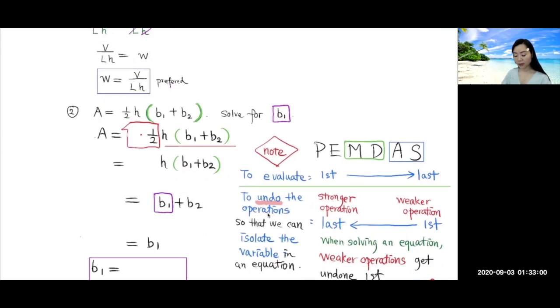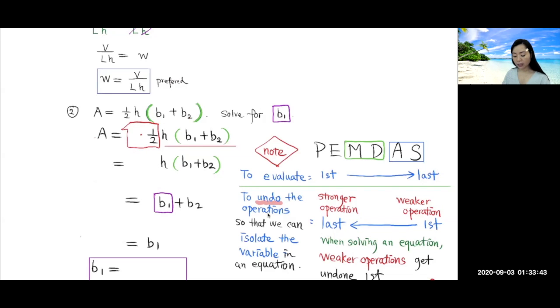Number 2. This is a formula for a trapezoid, the area of a trapezoid. In this formula, we need to solve for B1. Notice that B1 and B2 are two different variables. This stands for the top base, and this stands for the bottom base. So they're two different variables.